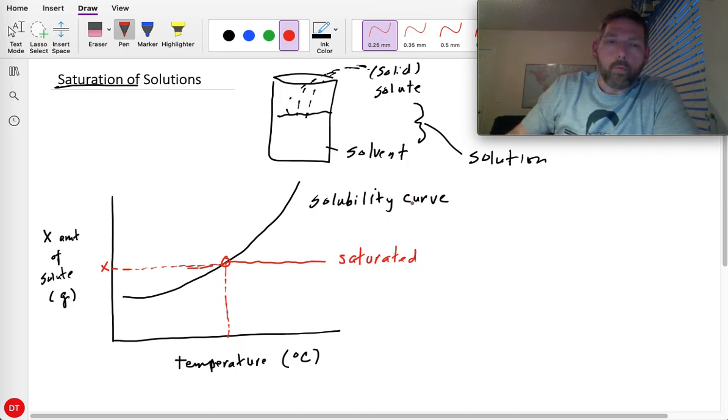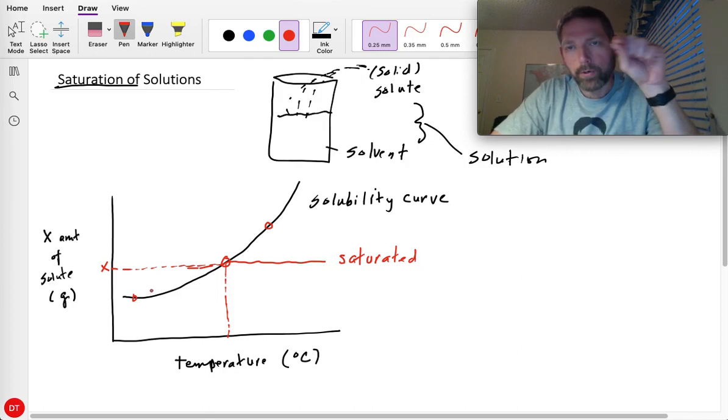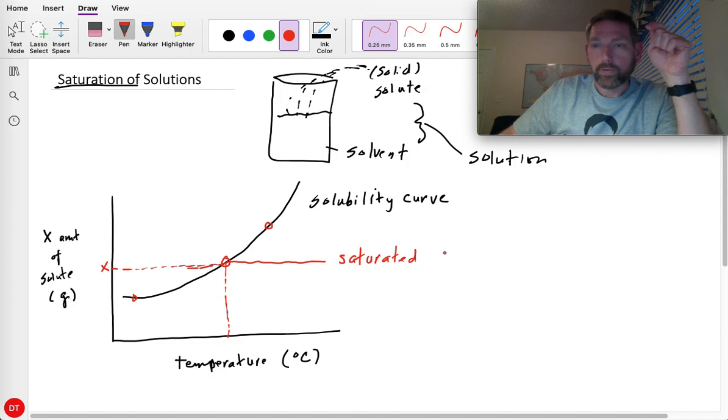So anywhere along this curve, anywhere along this line, at any given point, it could be this point, it could be this point, it could be this point. It doesn't really matter. When you're looking at the temperature and the amount of solute that is in solution, and it is exactly on that curve, then you are at the saturation point. All right, so it's a saturated solution, so we would say that's the saturation point.